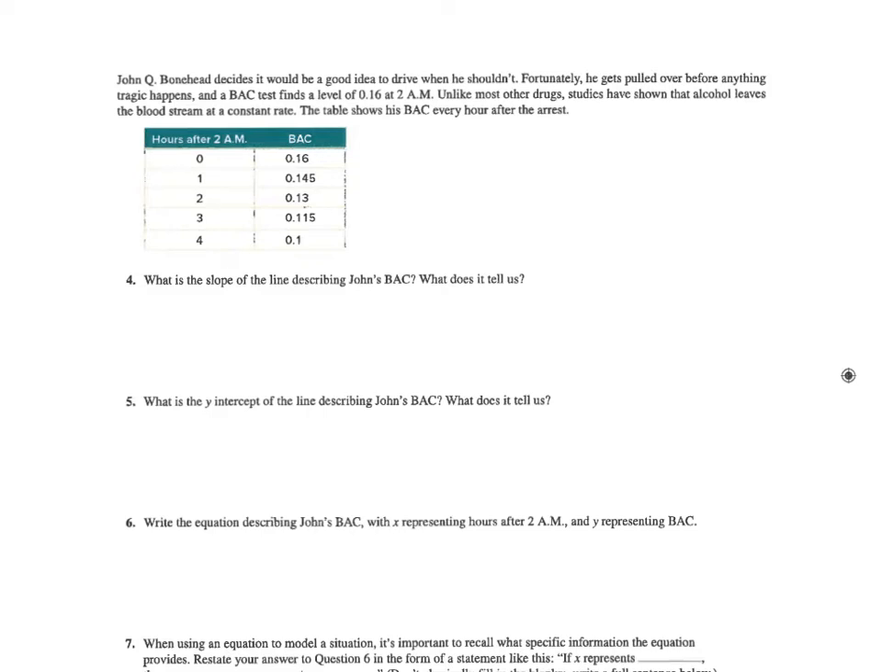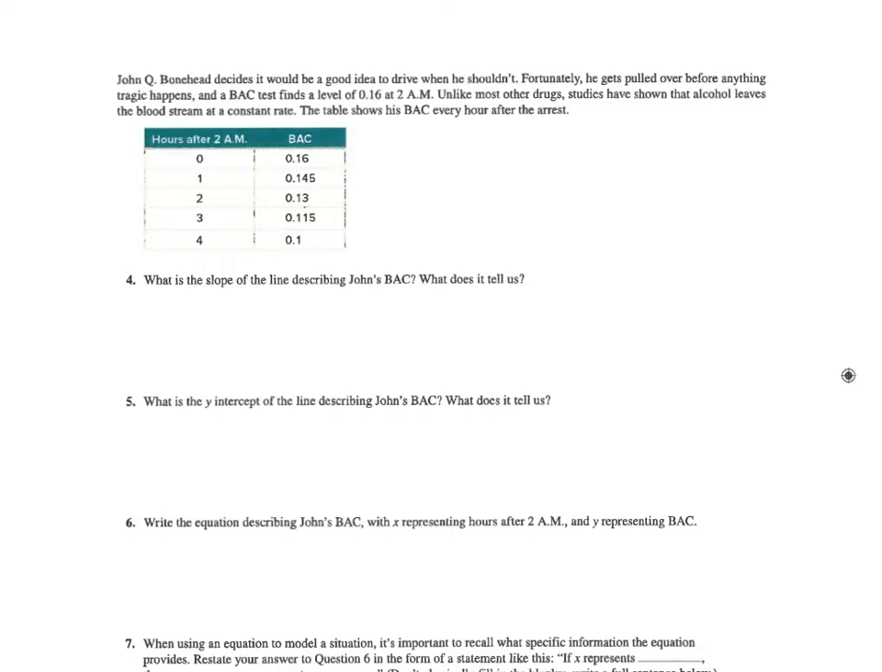All right, number 4. John Q. Bonehead decides that it would be a good idea to drive when he shouldn't. Fortunately, he gets pulled over before anything tragic happens, and a blood alcohol concentration test finds a level of 1600s at 2 a.m. Unlike most other drugs, studies have shown that alcohol leaves the bloodstream at a constant rate. The table shows his blood alcohol concentration every hour after the arrest.